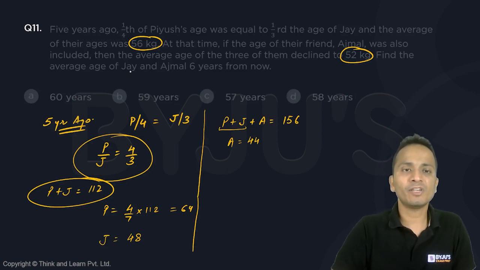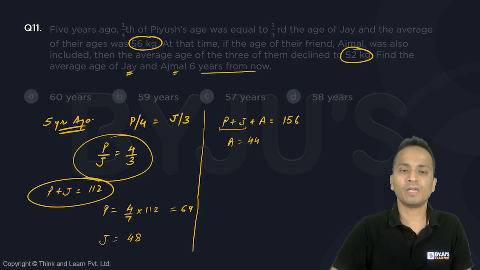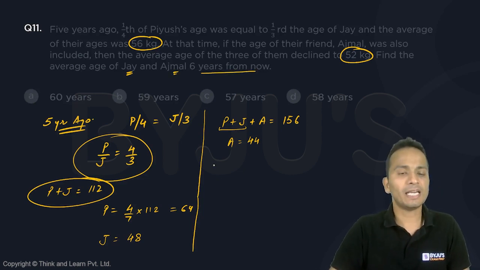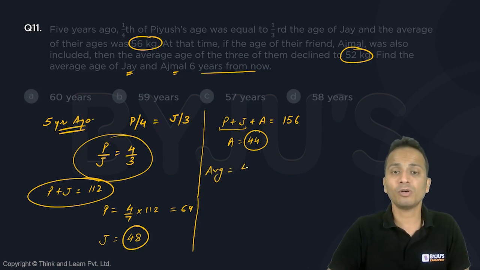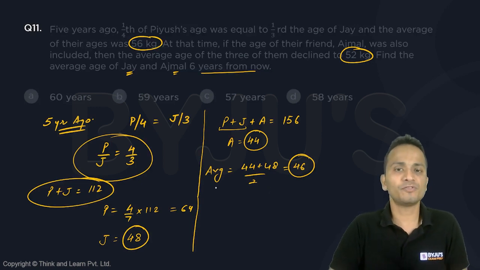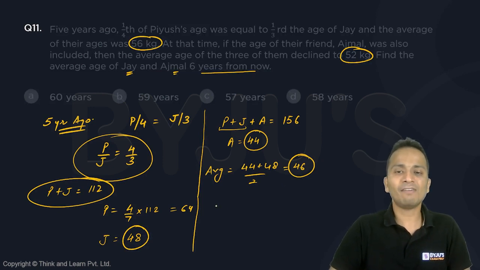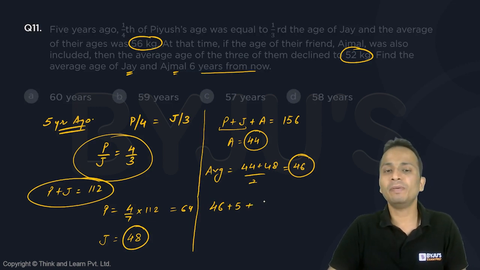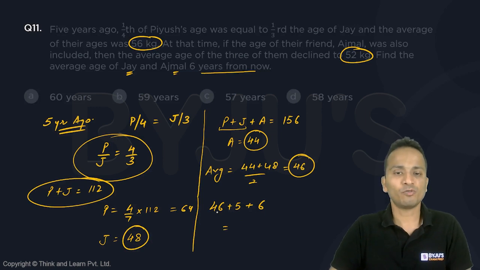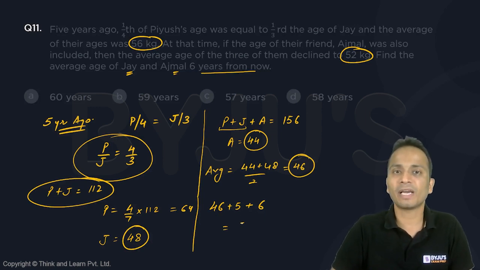Now we have to find out the average of Jay and Ajmal 6 years from now. Jay 5 years ago was 48, Ajmal was 44. So the average of Jay and Ajmal is 44 plus 48 divided by 2, that is 46. Now this 46 was the average of Jay and Ajmal 5 years ago. So the present average will be 46 plus 5, and the average 6 years from now will be adding another 6 to this value.